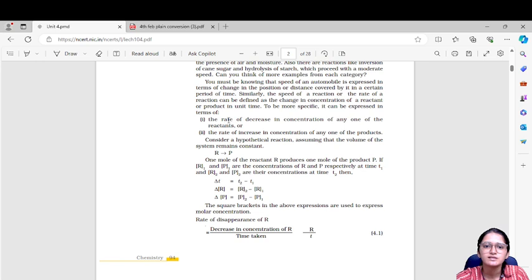So in the reactant side, there will be a decrease. If I consider this reaction A plus B gives C, what is the rate? Rate of decrease in concentration of any one of the reactants. That means on this side the concentration will decrease and the product concentration will increase when the reaction takes place. So rate of decrease in concentration of reactant and rate of increase in concentration of product, this is the rate.